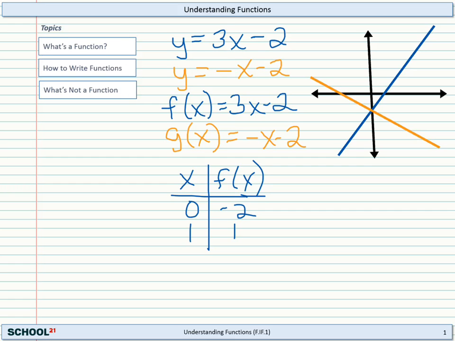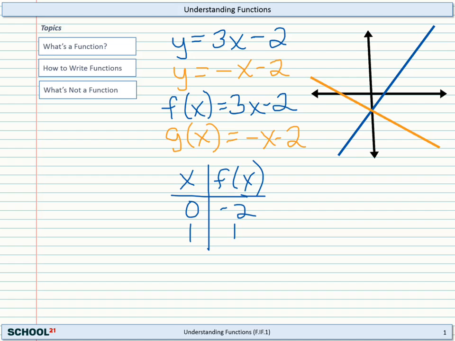So for instance, before, if we wanted to know what y equals when x equals 4, we'd have to just say y equals, let's see, that would be 10. Y equals 10 when x equals 4. That's a lot to write out.